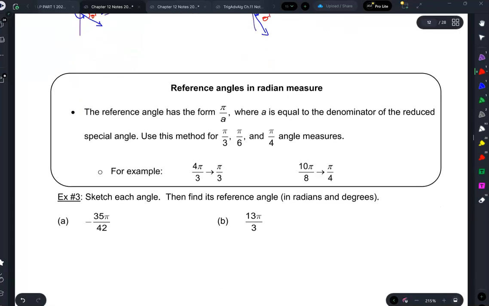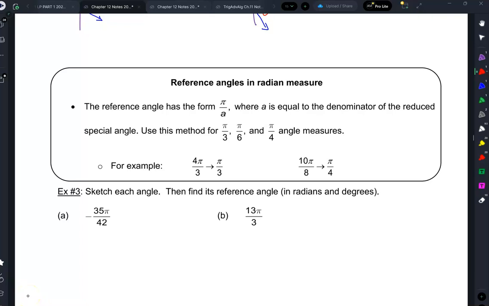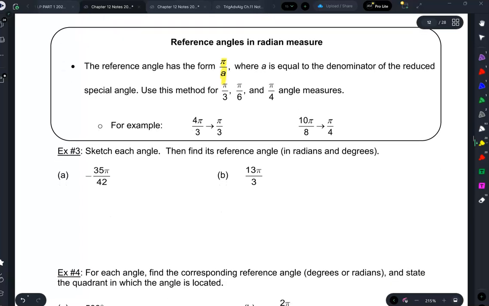Now, in the case of radians, it's actually much more straightforward. We're going to be dealing with the special angles. If you have your angle in reduced form, then the reference angle is just pi over that denominator. It's super straightforward. For example, look at this one, 4 pi over 3. The reference angle, you could just do it blindly, is just pi over that denominator. Now 10 pi over 8 is not reduced, but if you reduce it, it'll be 5 pi over 4, and the reference angle will just be pi over that same denominator, 4.